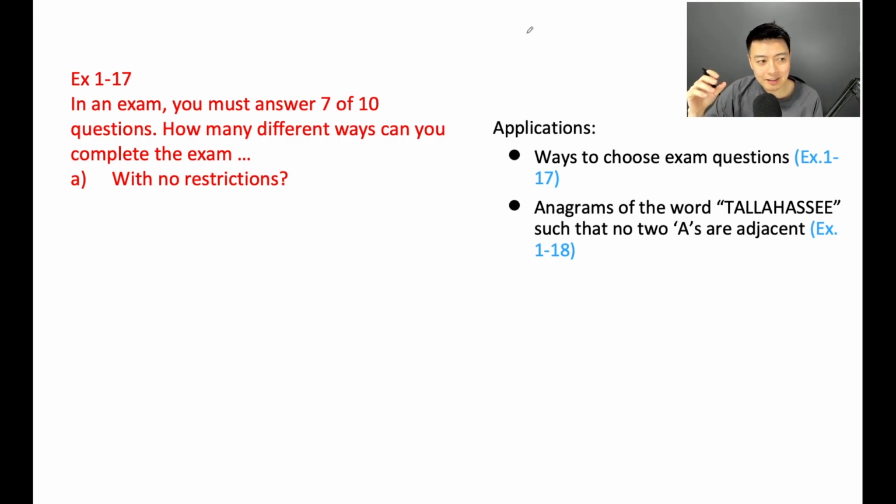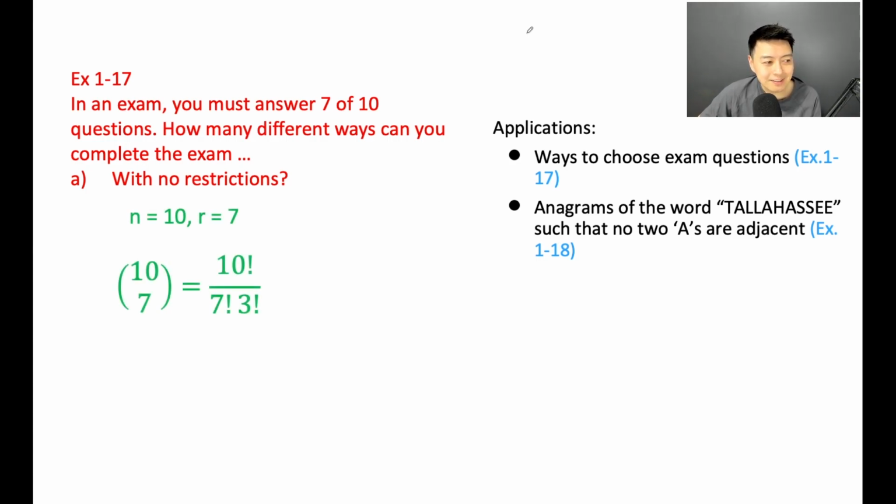All I have to do is answer 7 out of 10 questions. So how many different ways can you complete the exam? Basically, how many ways can you complete the 7 out of 10 questions with no restrictions? Again, we ask ourselves those questions: what is n, what is r, does it have order, does it repeat? We'll find that n is 10 in this case, and r is equal to 7.